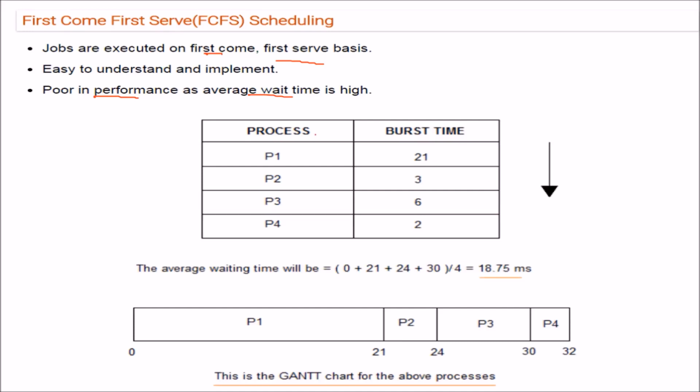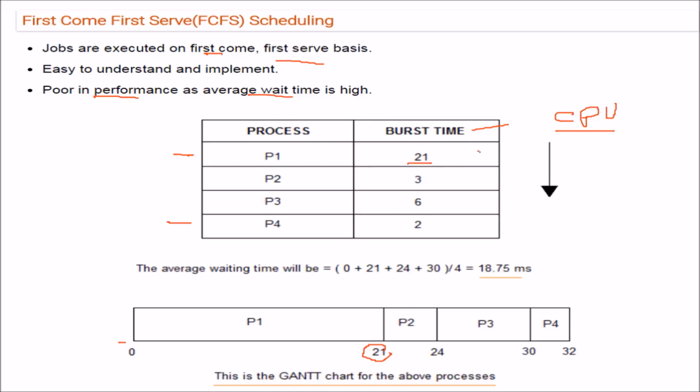And the example would be something like this. If we have processes 1 to 4, these are the burst times, the CPU cycle time they would require to complete. They want this much time to complete themselves. What happens when P1 comes? It will start from 0. This is a Gantt chart for these processes. So up till 21 it will go, because it needs 21.